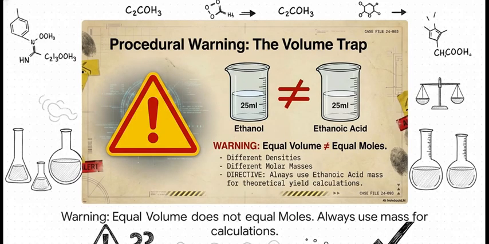But hold on. A quick warning from the case file. Here's a classic trap people fall into. They assume that equal volumes mean equal amounts of stuff. Nope. 25 milliliters of ethanol is not the same amount of substance as 25 milliliters of ethanoic acid because they have different densities. So the golden rule is always use mass for these calculations. Don't fall into the volume trap.